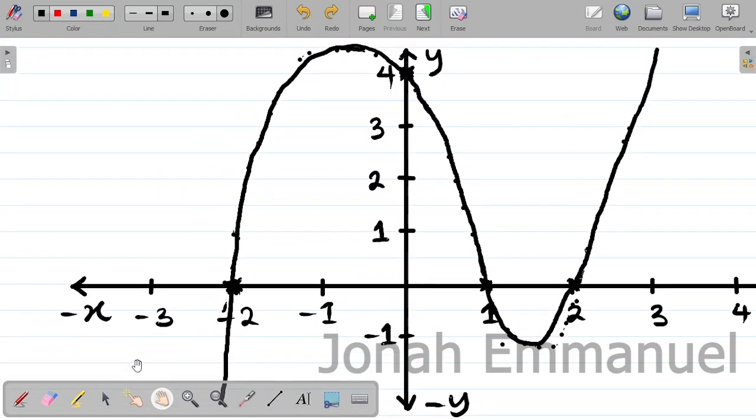Of course, if possible, you can come here and say f of x. Just write the equation. So small f. This is f of x. F of x equal to x cubed minus x squared minus 4x plus 4. That's the equation. If you want, you can put it there.